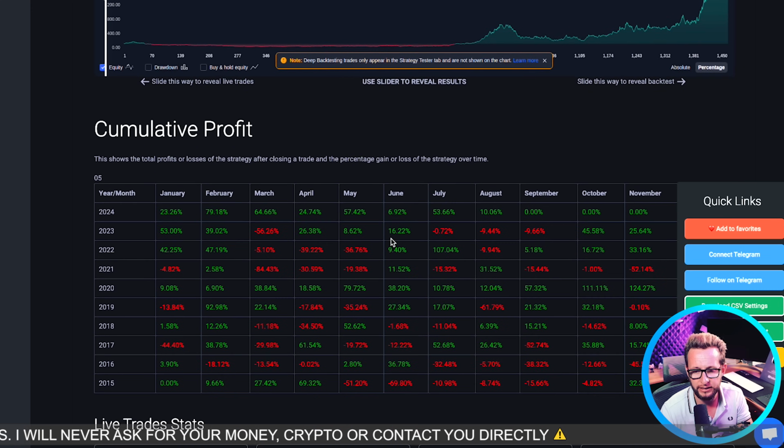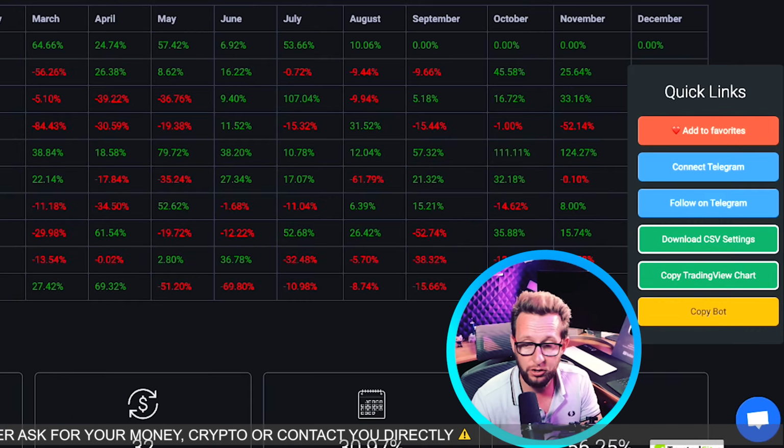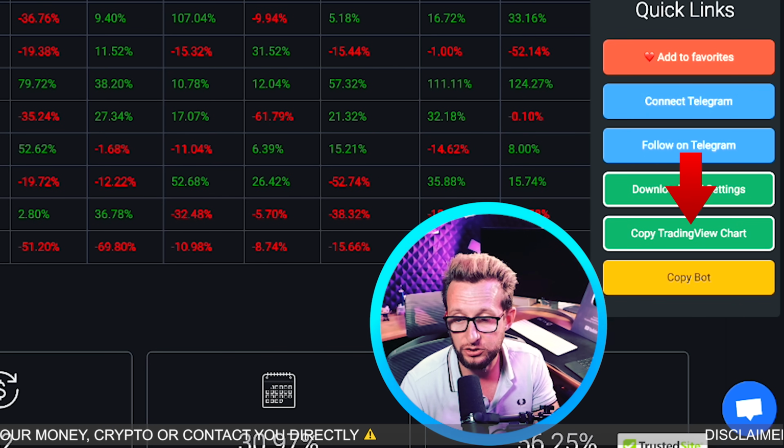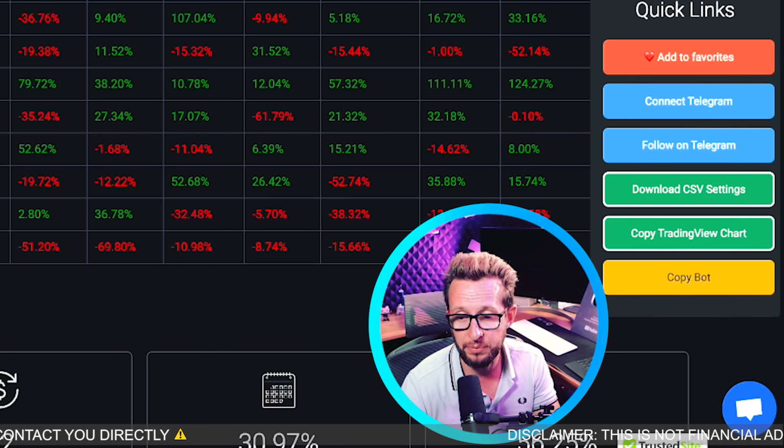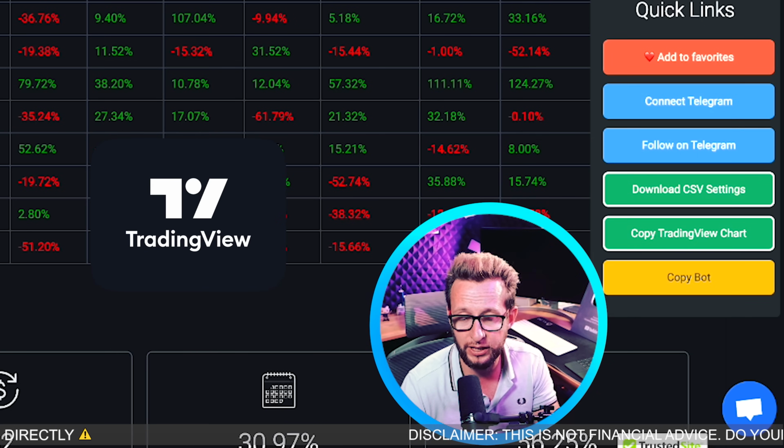You get all of the great data that you would expect, and not only that, you can copy it over to your TradingView and copy it over to bots, so you don't even have to have a TradingView account. You can just press copy bot and all of the trades will be automatically activated on your TradingView.